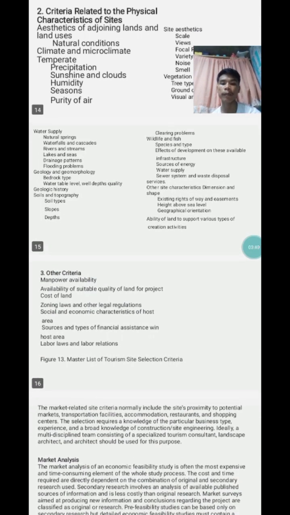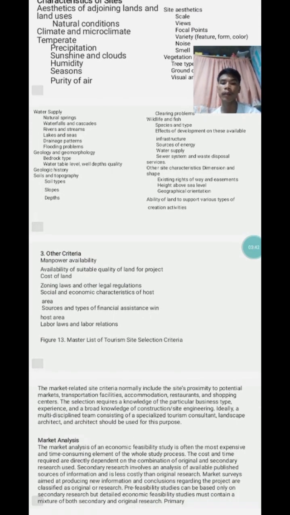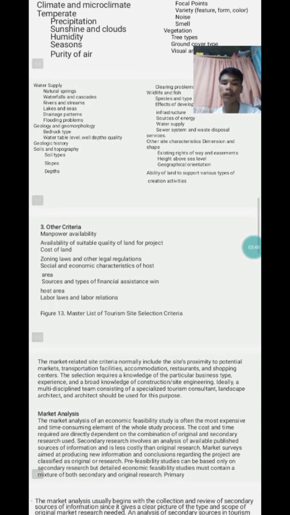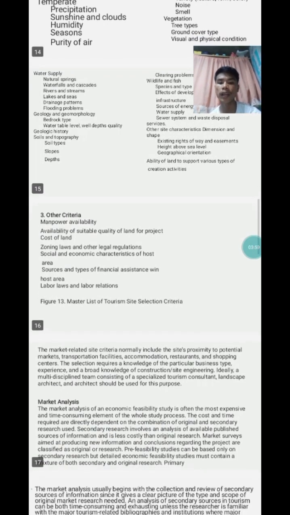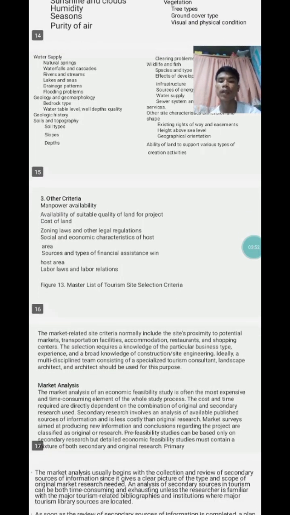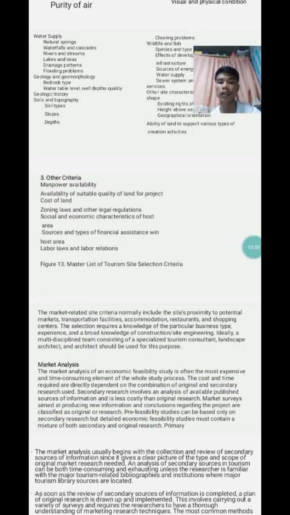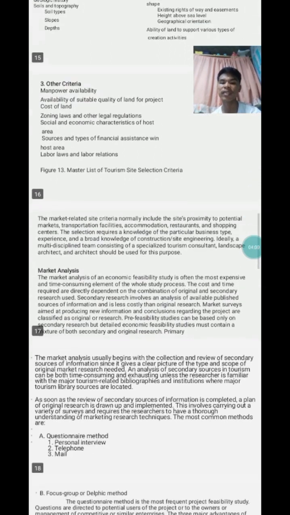Other criteria: manpower availability, availability of suitable quality of land for the project, cost of land, zoning laws and legal regulation, social and economic characteristics of the host area, source and types of financial assistance within host areas, labor laws and labor relationships.